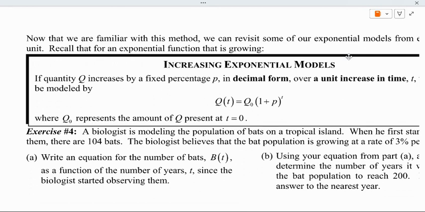So if Q is known to increase by a fixed percentage in decimal form, then Q can be modeled by Q of t, which is just like a function of time.